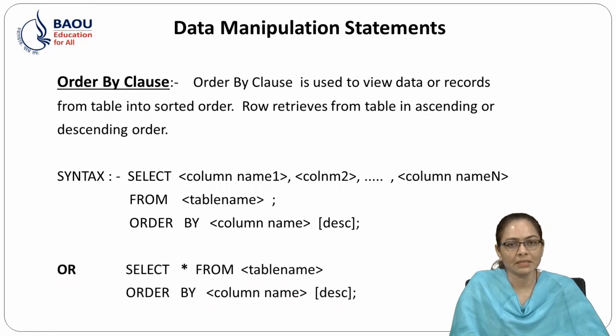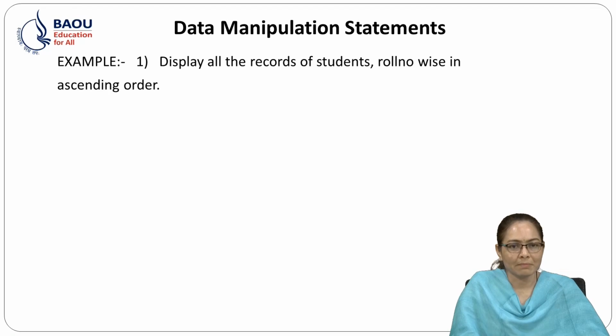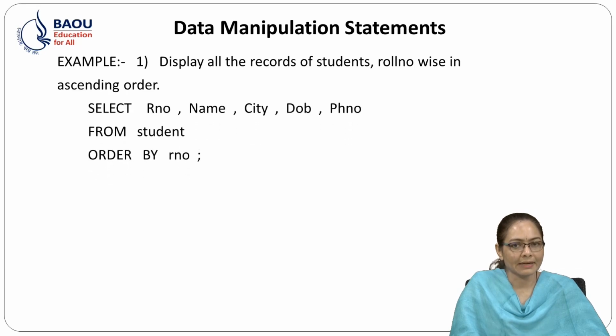Now, here the example is select star from table name, then order by column name, then in the square bracket DESC. See in the example, display all the records of the students, roll number wise, in ascending order. The example: select roll number, comma, name, comma, city, comma, date of birth, phone number from student, order by roll number. So this example is used to display the records of the student table roll number wise in ascending order, 1, 2, 3, 4, 5, like that.